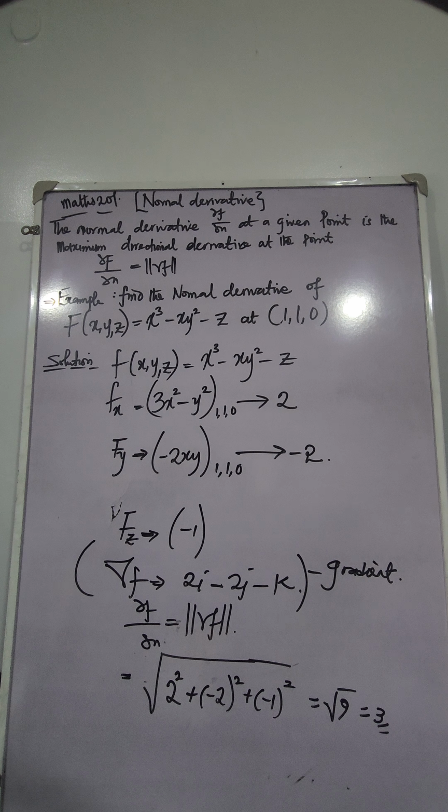And so when you find the gradient of the function, the gradient will be 2i minus 2j minus k, just putting it in vector form. So you have 2i minus 2j minus 1k. That's the gradient. And so we just find the magnitude by taking 2 to the power of 2, minus 2 to the power of 2, and minus 1 to the power of 2. And so the normal derivative of that function is 3.